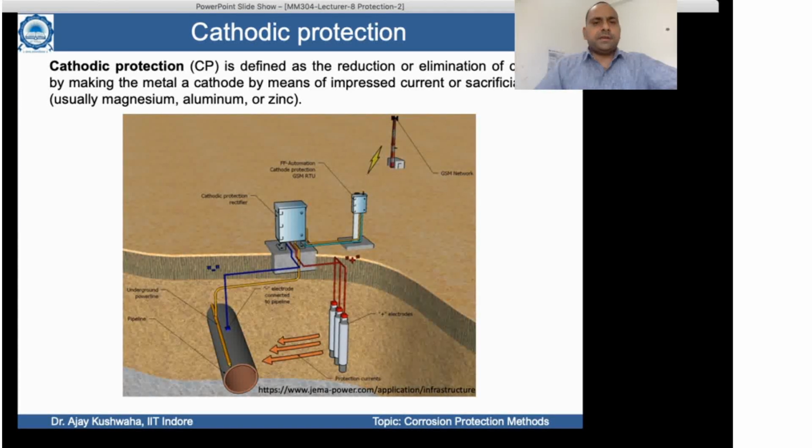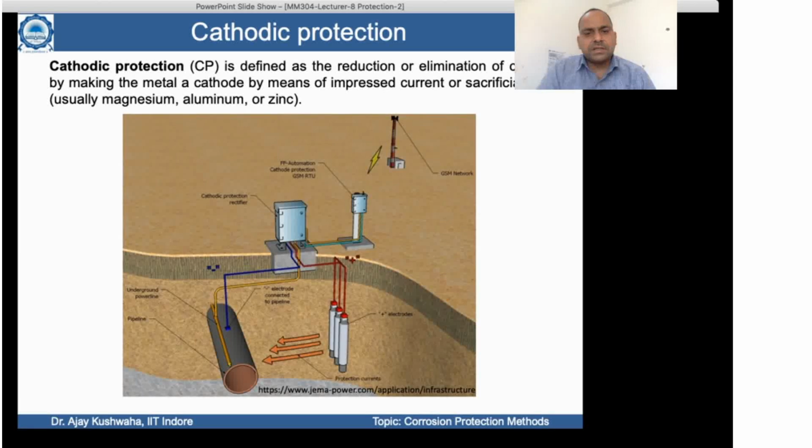So how do we define it? Cathodic protection is defined as the reduction or elimination of corrosion by making the metal a cathode by means of impressed current or a sacrificial anode, usually magnesium, aluminium or zinc. So the idea is that if we use another metal and make the protected metal a cathode, then we can have either a sacrificial anode, as we call it, or impressed current. In both cases it is going to protect the material.